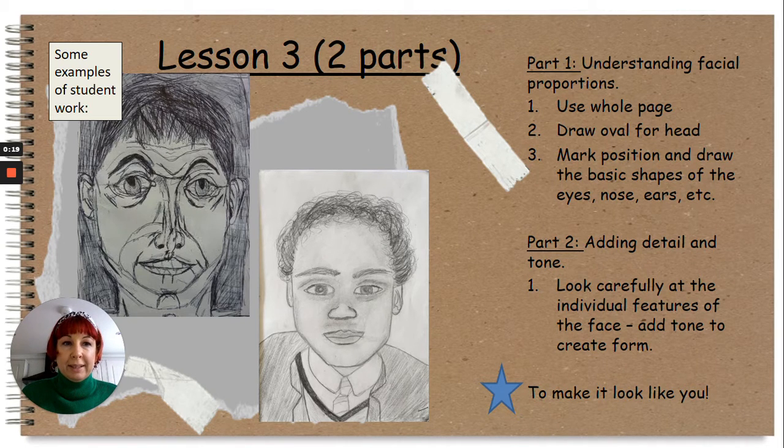So we're going to be understanding facial proportions, which means we're going to look at using a whole page, drawing an oval shape to represent our heads, and then marking the position and drawing the basic shapes of the eyes, nose, ears, etc.